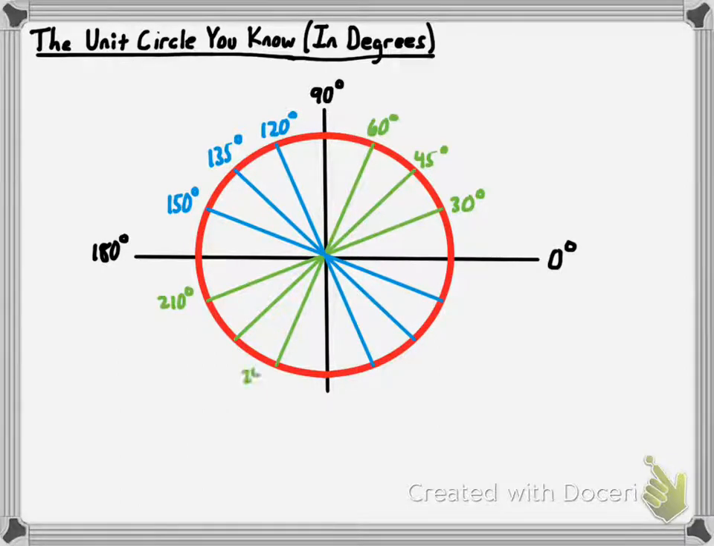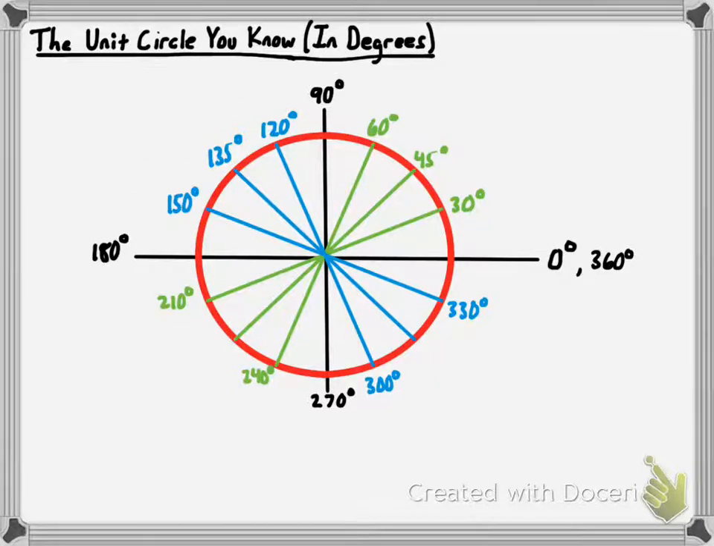240 degrees, 270 degrees, 300 degrees, 330 degrees, all the way up to 360 degrees. Alright, and then the multiples of 45, we've got 45 degrees and 90 degrees, 135 and 180 degrees already.